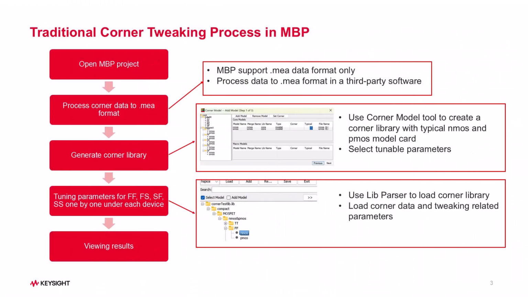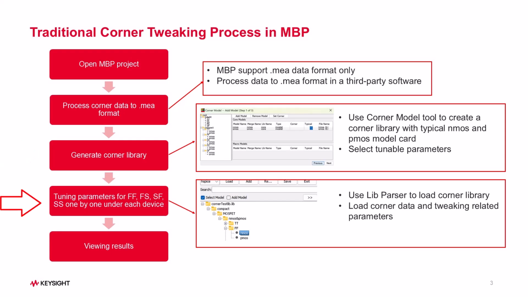In MBP, the corner twinking flow is quite straightforward, as outlined in this workflow. It starts by opening or creating an MBP project. Next, process the data through third-party software if your data is not in MEA format. Then, you will need to prepare the corner library. You can either generate the corner library externally or use the corner model tool within MBP to create a corner library with the typical NMOS and PMOS model cards.